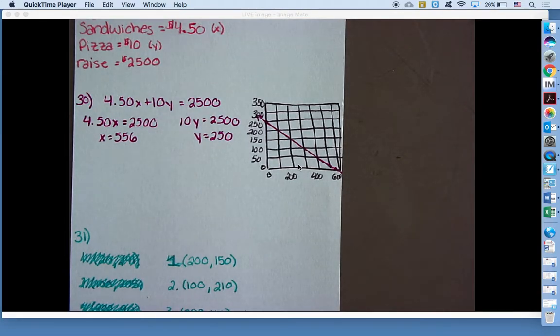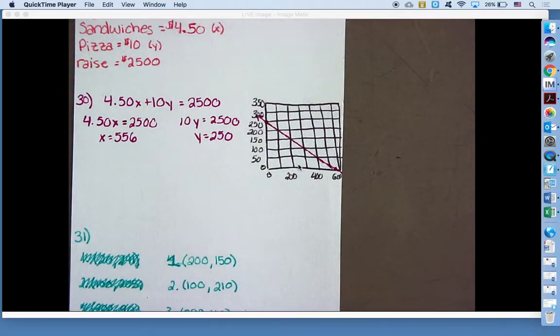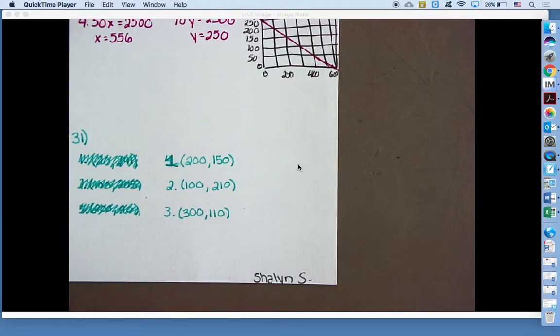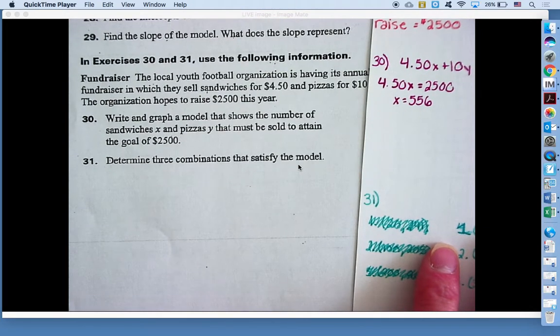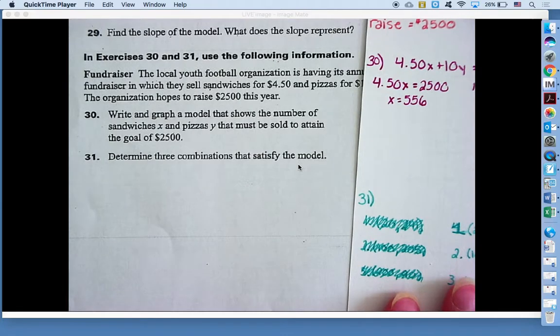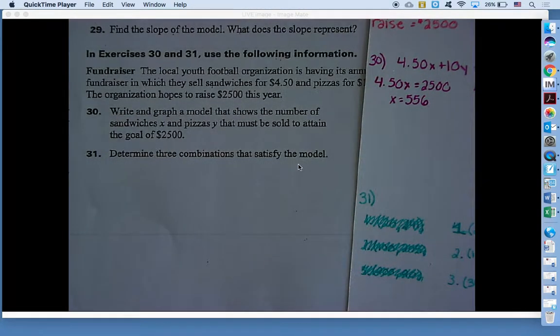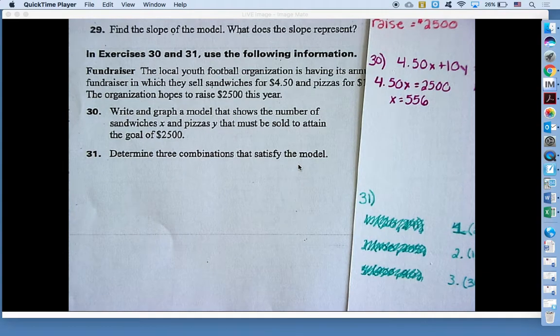Makes it easier. All right, so Shaylin got the equation, found the intercepts, which was part of 30. So get the equation, find the intercepts by plugging a 0 in for one of the variables, dividing and solving, and then graphing it. So that was question 30. 31 wanted you to find combinations that satisfy the model.